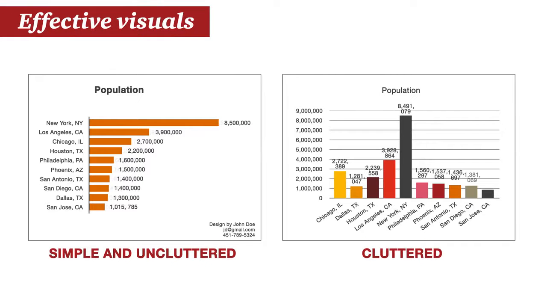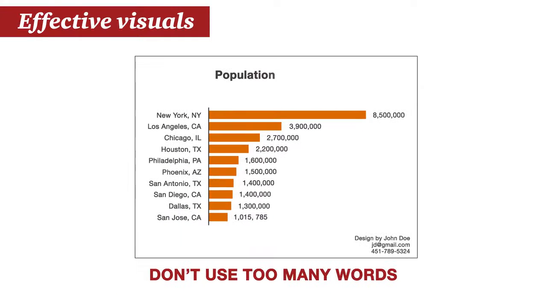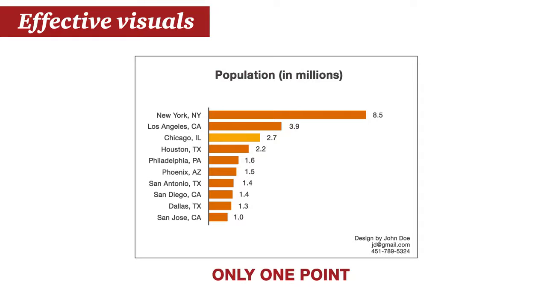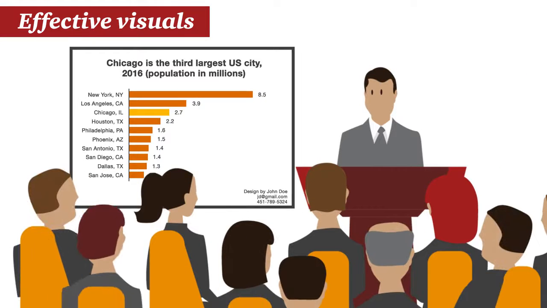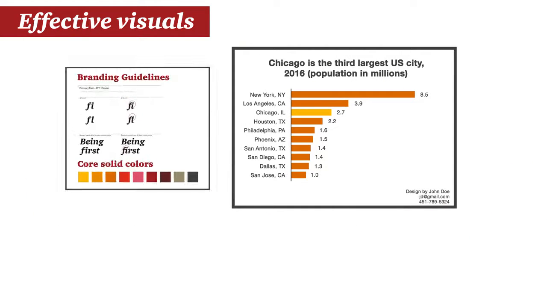Ensure that your visual aids are simple and uncluttered. Do not use too many words or display too many headings. And each aid should make only one point. It's easy for anyone to understand and naturally draw a conclusion. Ensure that your visuals are appropriate for the venue and the audience. Ensure that the visuals are in keeping with your organization's brand guidelines.